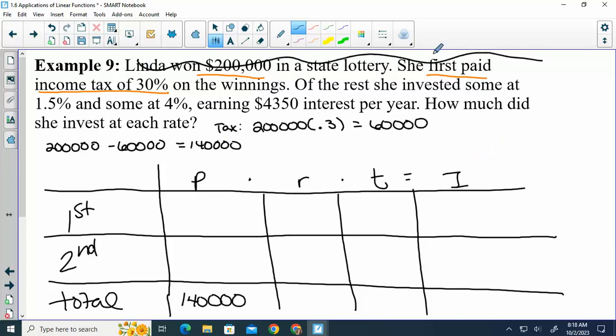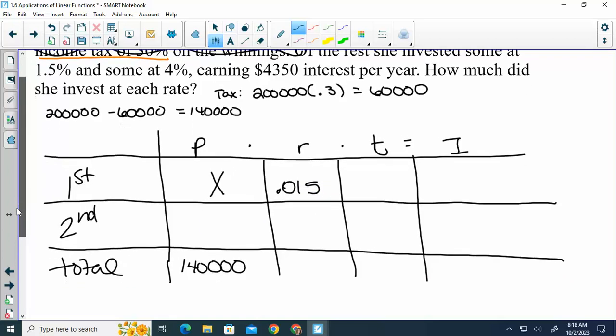And now I'm pretty much done with those first two sentences. Okay. She invested some at 1.5%. Do I know how much? So that's my X, my rate, 0.015. Some at 4%. Can I call that one X as well? No, what would it be? 140,000 minus X. Yeah. Right. And that one is 4%, 0.04.